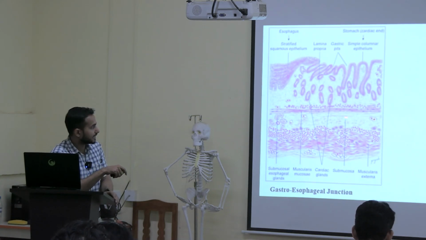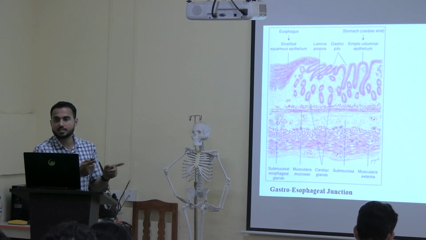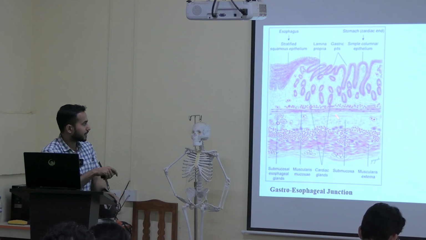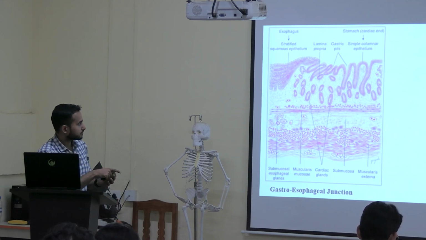Now here you can't see any gland, but this part is the esophagus, that's why you can see esophageal glands. So this diagram will help you understand the differences between the stomach and the esophagus. Below that, which layer is this? Muscularis externa, where you can see the circular layer and the longitudinal layer also. This is the muscularis externa.